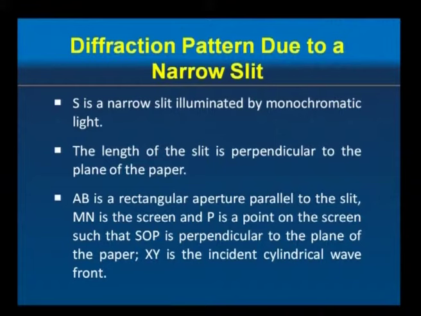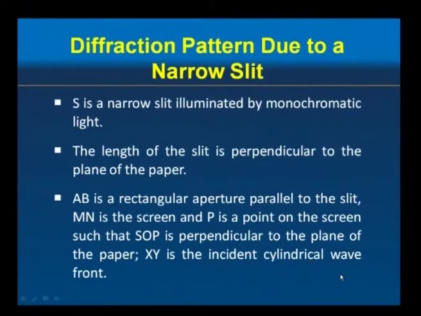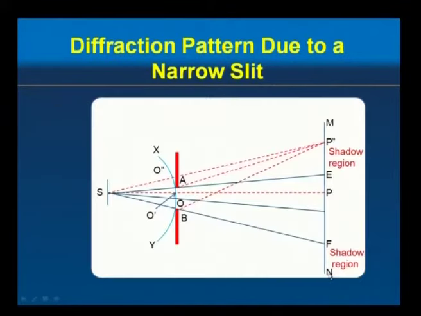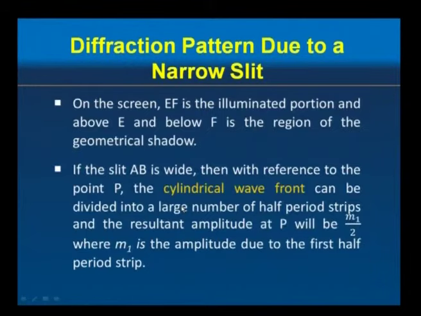P is in the region where light is directly falling on the screen, whereas P double prime is a point away from that region, in the shadow region. And XY is the cylindrical wavefront. This is the important point. XY is the cylindrical wavefront that you have here, right? XY is the cylindrical wavefront that will be divided into what are called half period zones.